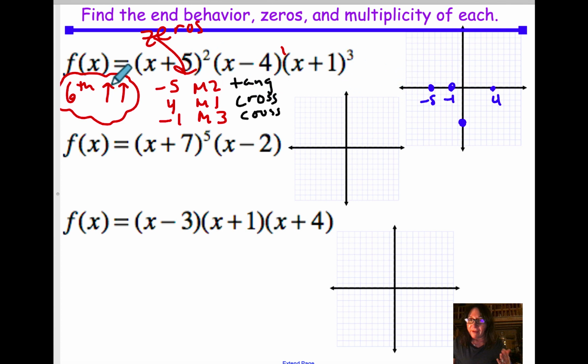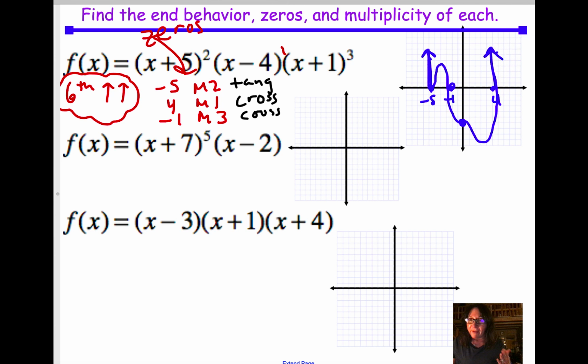So at -5, oh, put your end behavior in. So I know my end behavior is up, up. And so then it's tangent at -5, which means it's going to bounce off -5. It's going to come up. I'm not sure how far, doesn't matter. Going to cross through -1, somehow go through that value here, and then cross through at 4.